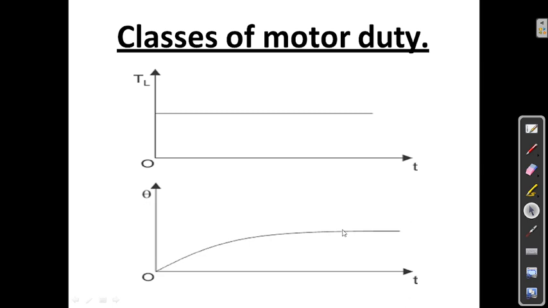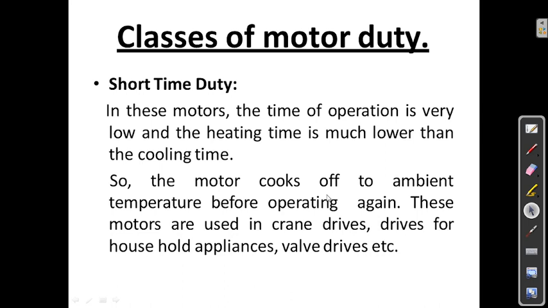This is the waveform of the continuous duty with the load, torque and time. You can see here the load torque and time have a straight path because of this continuous duty, and the curve between theta and time slightly increases and then reaches a steady value. That is the steady state condition. Then again we'll go for the short time duty.